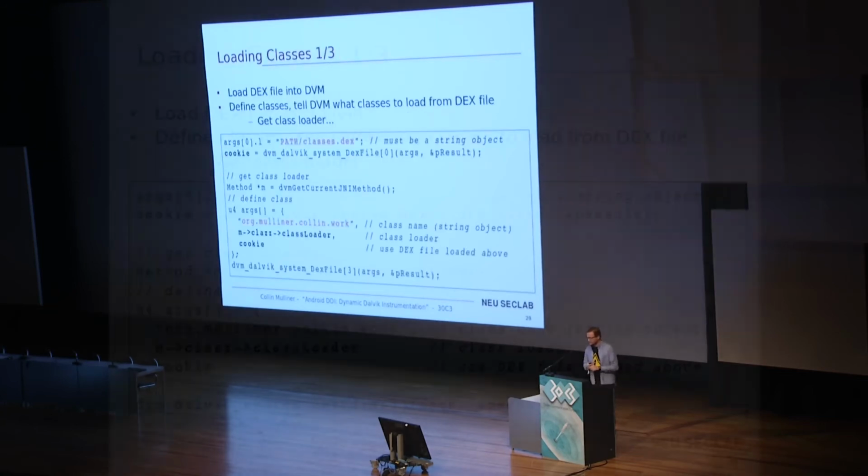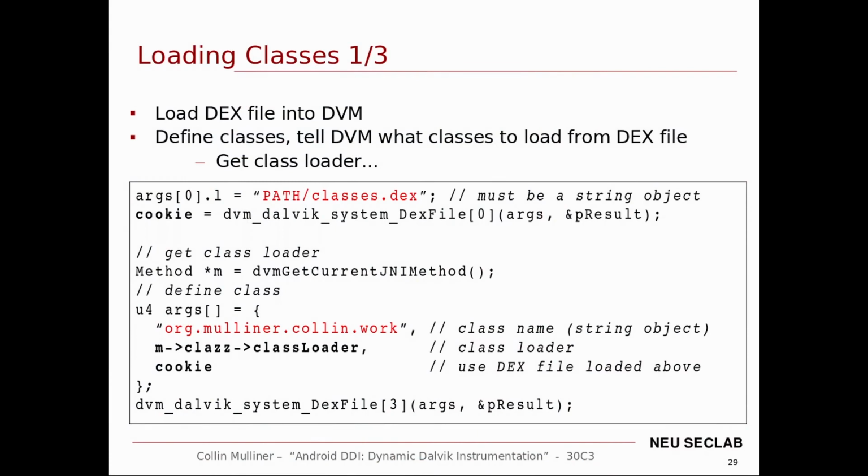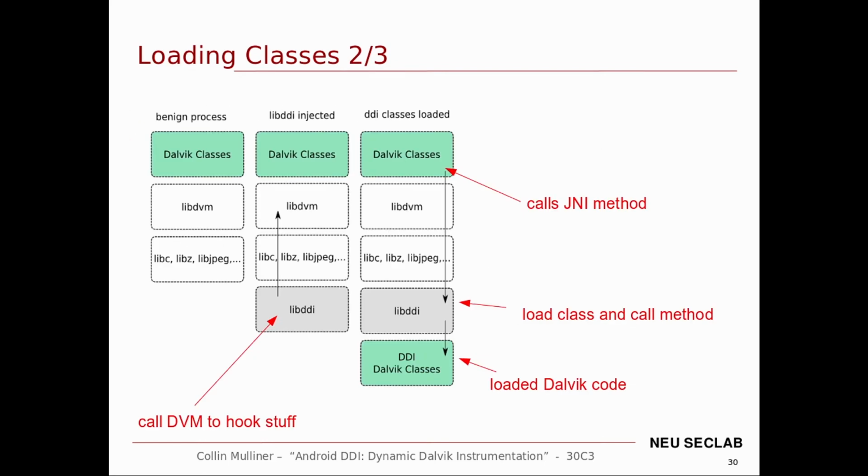So what you can basically do is write your Android code in Java, compile it with even just Eclipse, take your classes.dex file, throw it onto the device, and then load it. You just give it the dex file, and of course tell the DVM which class to load from that dex file.